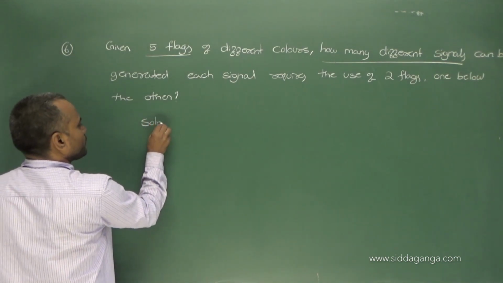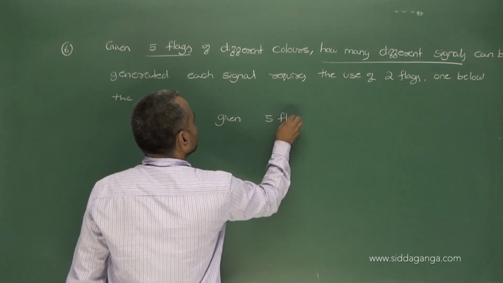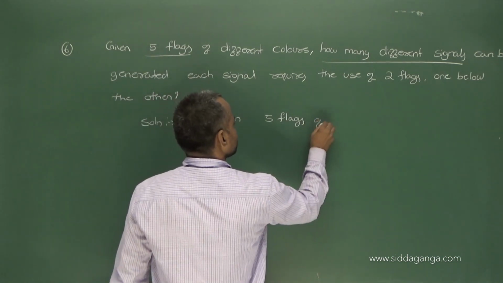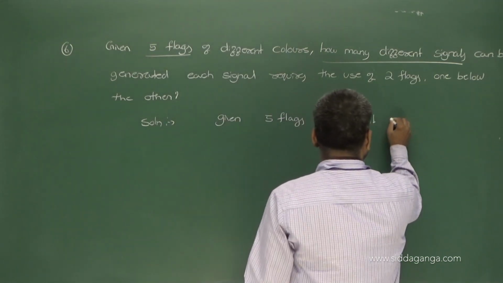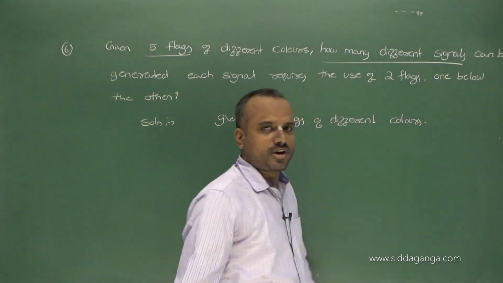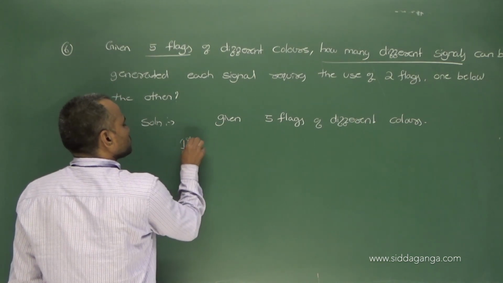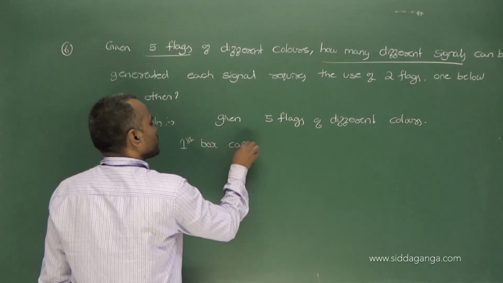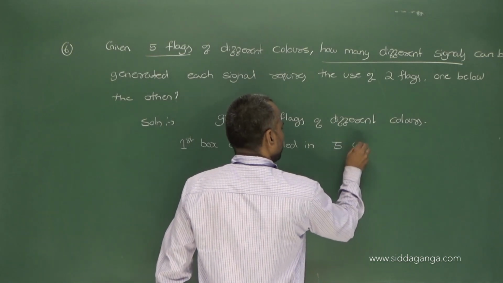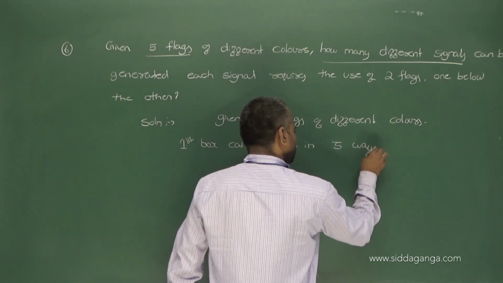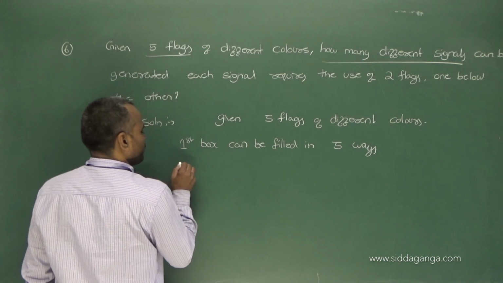Solution. Given 5 flags of different colors. Correct? The first box can be filled in 5 ways. First box can be filled in how many ways? 5 ways.